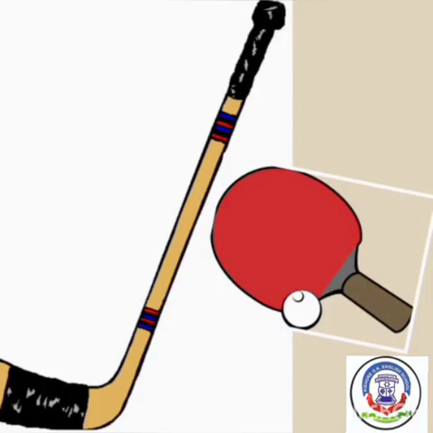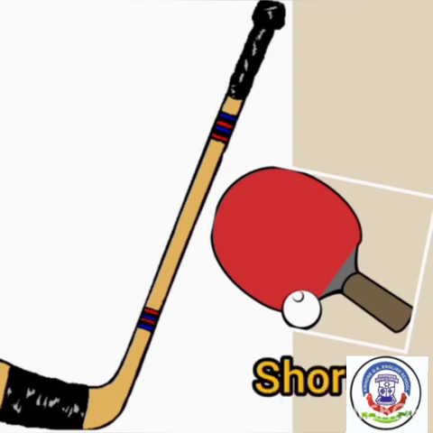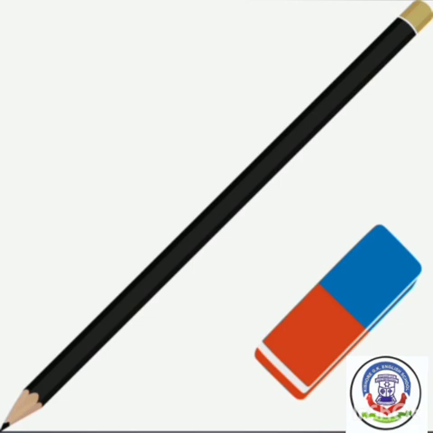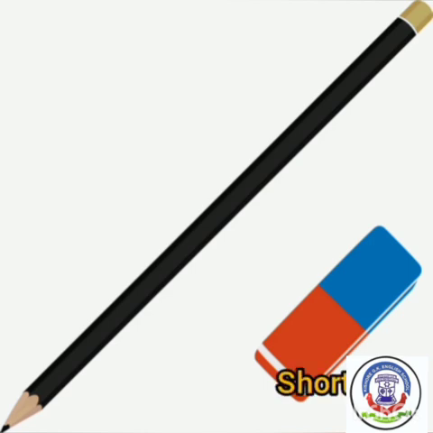There is one hockey stick and one is a table tennis bat. Can you identify which one is long and which one is short? Yes, the hockey stick is long and the table tennis bat is short. There is one pencil and one is an eraser. Can you identify which one is long and which one is short? Yes, the pencil is long and the eraser is short.